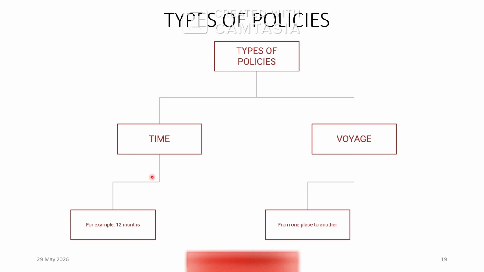Sometimes the shipping company buys the insurance for a specific voyage. Suppose you start a voyage from Tanjung Pelepas, Malaysia to Southampton Port in the UK. So you just bought the insurance only for that voyage, right? So this type of policy is also bought in the maritime industry.